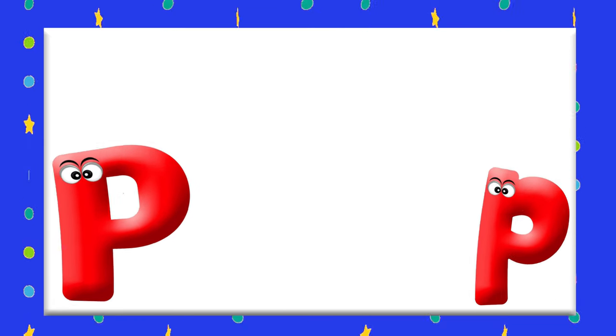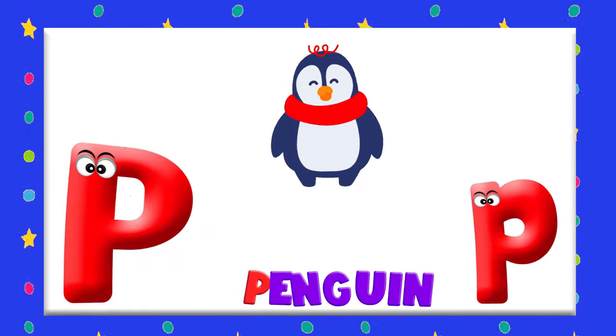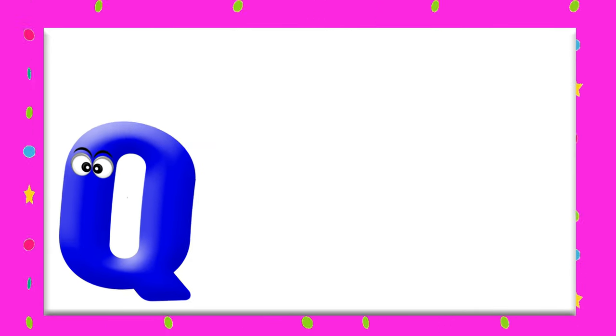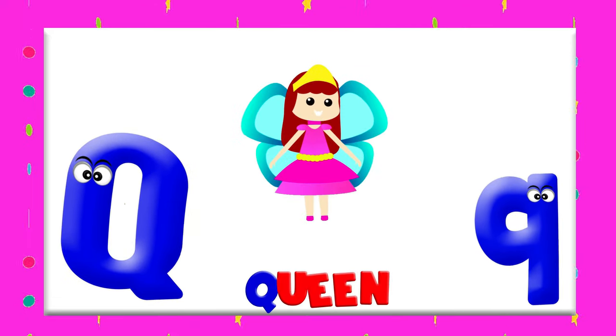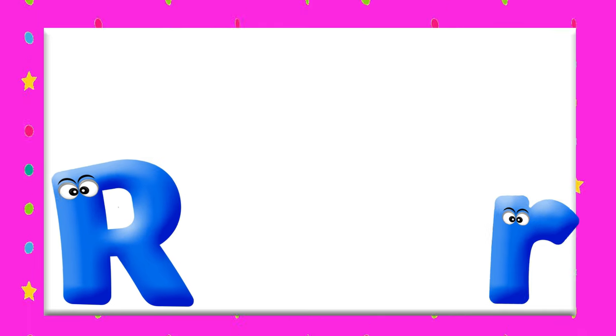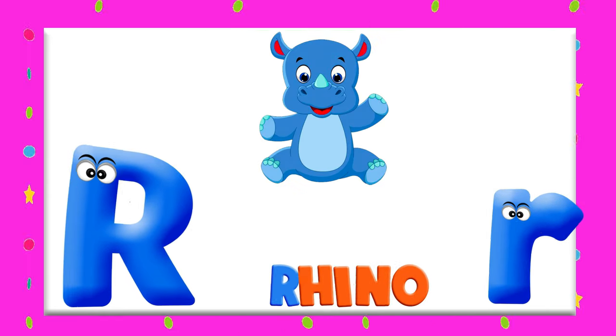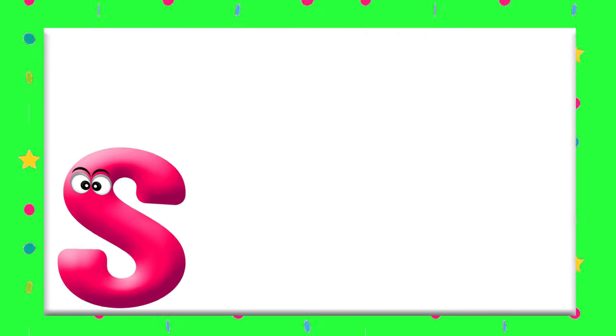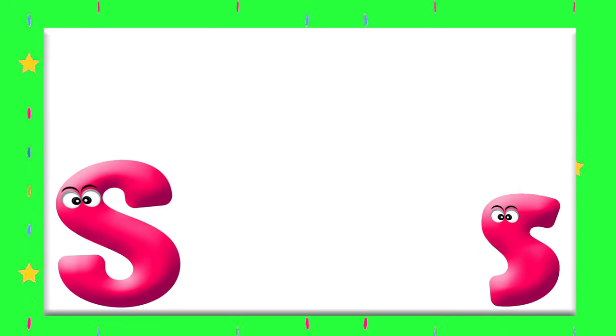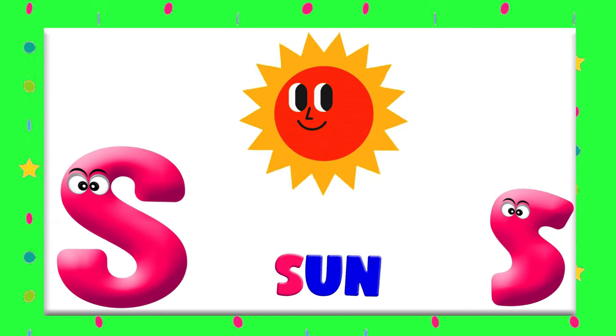P. P is for penguin. Q. Q is for queen. R. R is for rhino. S. S is for sun.